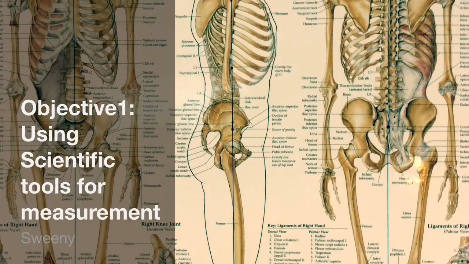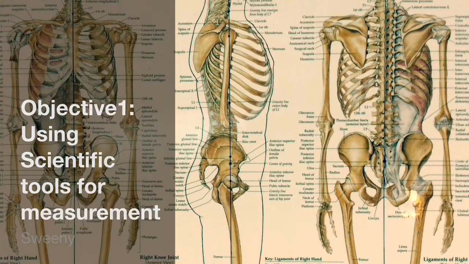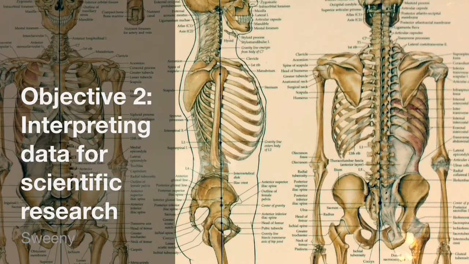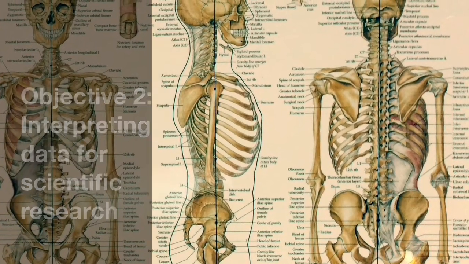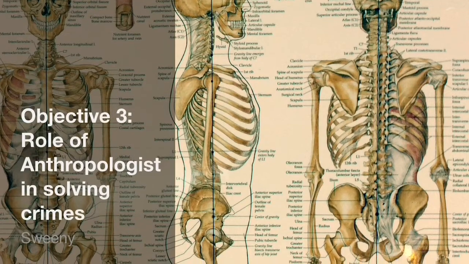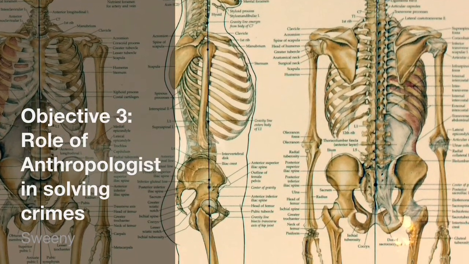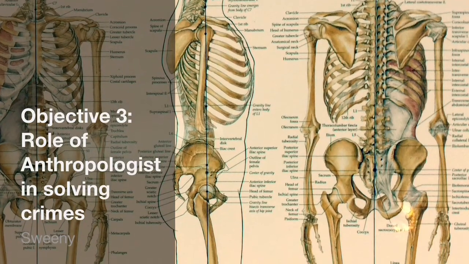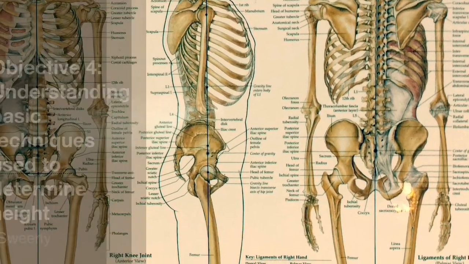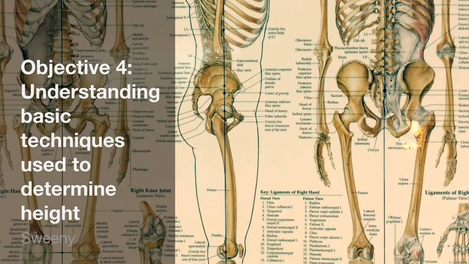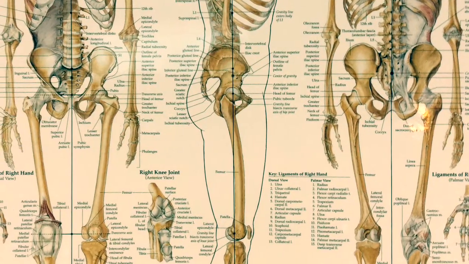Welcome to part 2 of When Bones Talk. Today's focus will be measuring femur and tibia lengths to determine approximate height in an unknown individual. Learning objectives include using scientific tools for measurement and gathering data, interpreting data for scientific research and a criminal investigation, discovering the role anthropologists play in solving crimes, and understanding basic techniques anthropologists use to determine height.